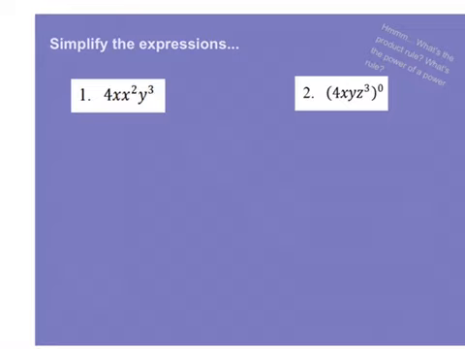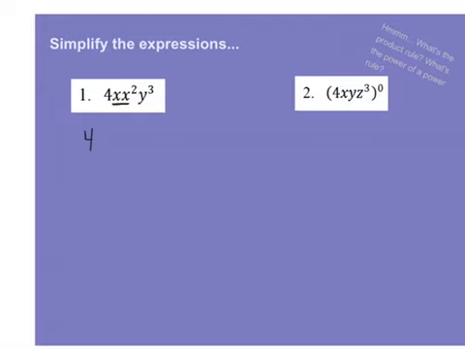So let's go ahead and look at some examples here. Example number 1, I have 4x times x squared times y to the 3rd. So since they're next to each other like this, I am multiplying those things. So I'm going to put all of my variables together that are the same. So I need my x's together. So I have a 4. I don't have any other coefficients, so that's just going to stay 4.